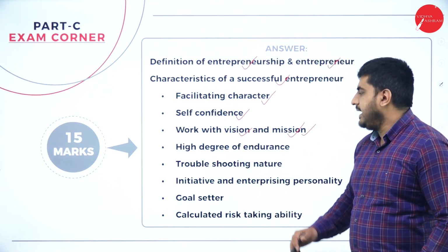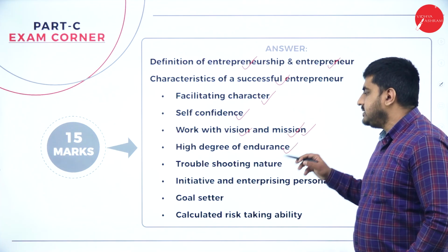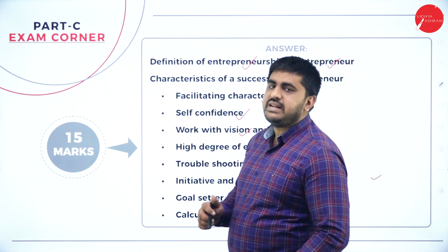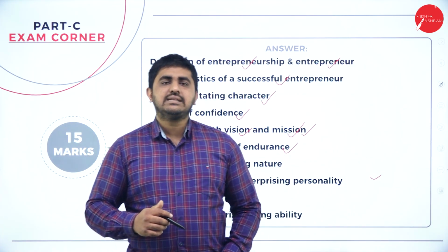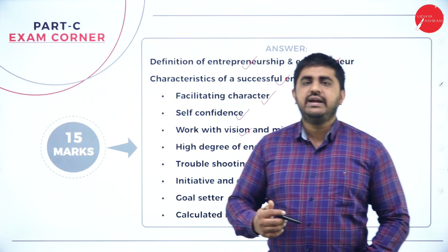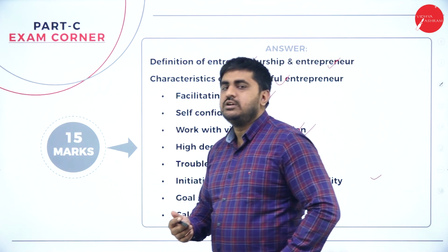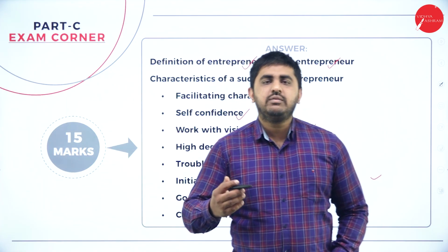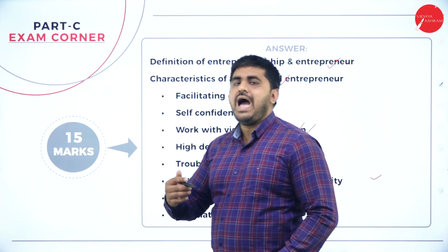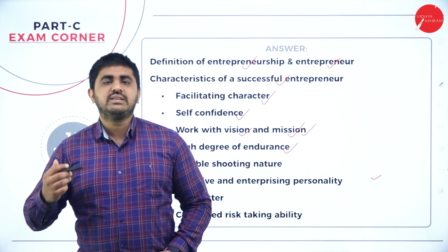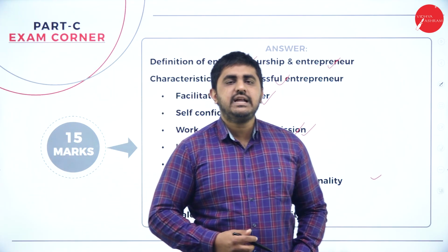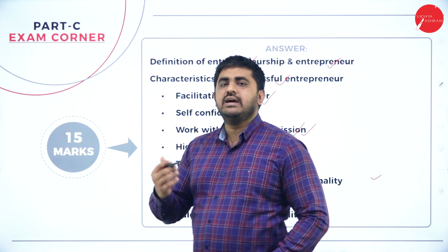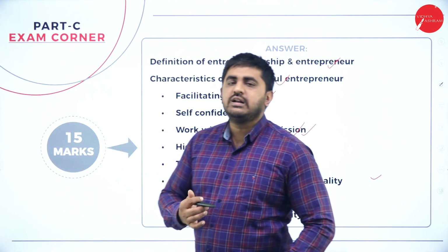Next, high degree of endurance. That is, he should have the stamina to work long hours every day, 365 days a year. Because to be a successful entrepreneur, it will not happen in days or in months. It will happen in years, that is more than 5 years. Approximately it might take 5 to 7 years to become a successful entrepreneur.